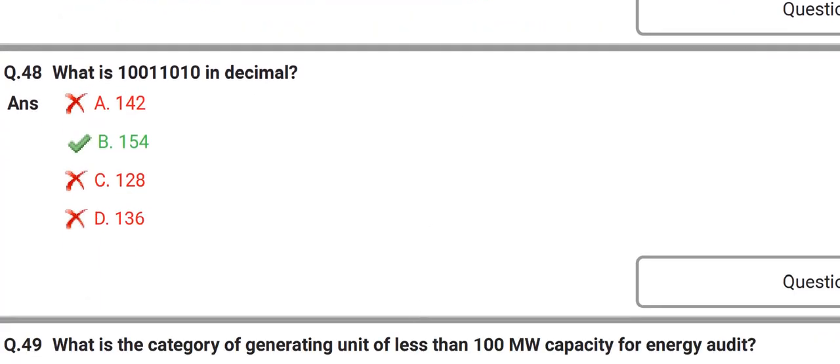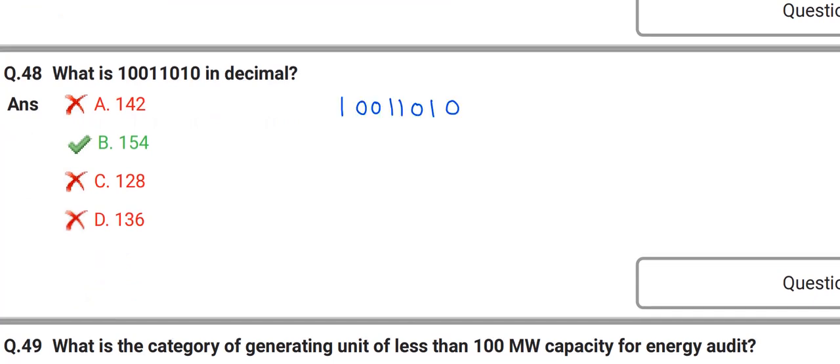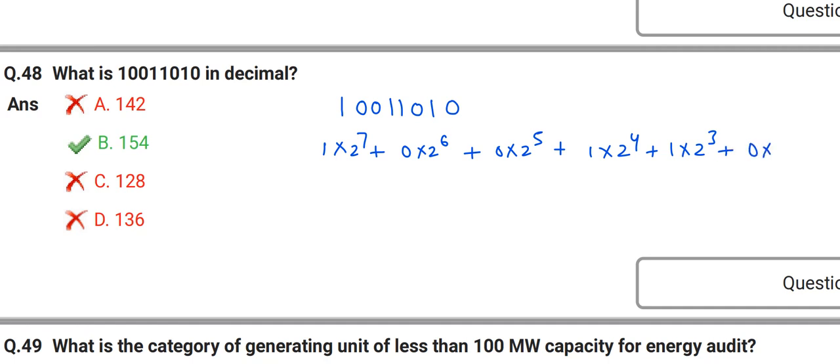What is 10011010 in decimal? So how can we solve this? We know 1 into 2 to the power 7 plus 0 into 2 to the power 6 plus 0 into 2 to the power 5 plus 1 into 2 to the power 4 plus 1 into 2 to the power 3 plus 0 into 2 to the power 2 plus 1 into 2 to the power 1 plus 0 into 2 to the power 0. So add all these numbers, you will get the answer 154.